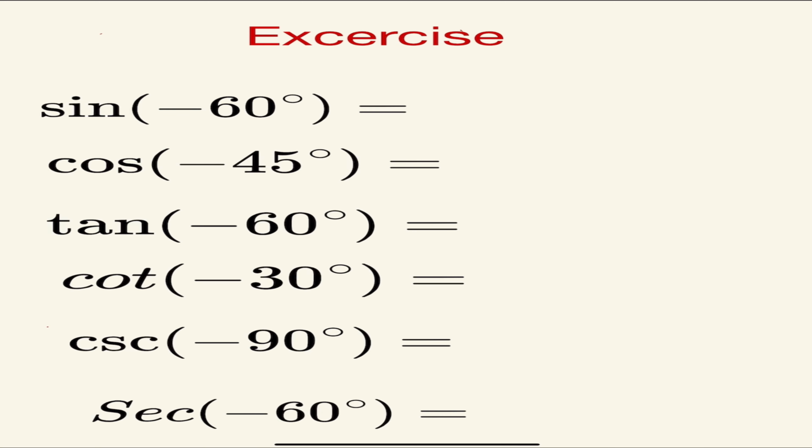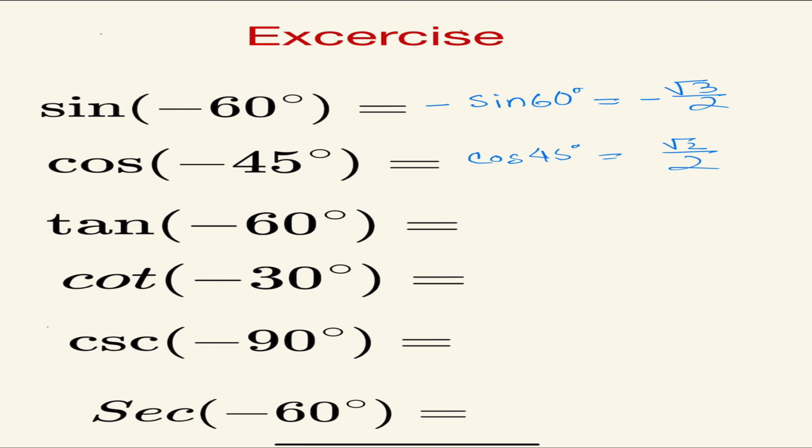Okay, let's just do it. So sine of negative 60 is gonna be what? It's gonna be negative sine 60. And what is negative sine 60? Sine 60 is square root of 3 over 2. So it's negative square root of 3 over 2. Cosine of negative 45 is just cosine 45. Since it's negative, it goes away for cosine. So it's gonna be just square root 2 over 2, right?